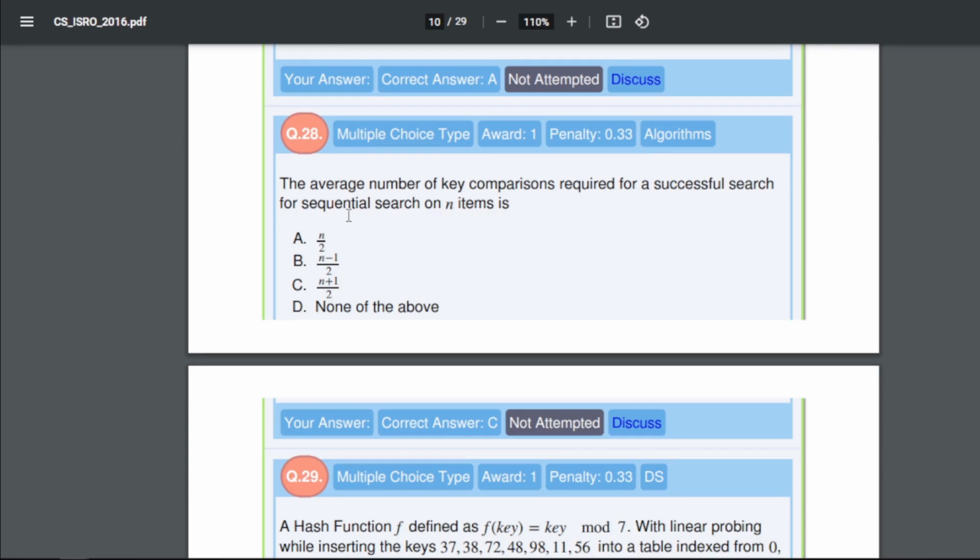So if you solve 28, you will get the answer as C, that is (n+1)/2. So basically (n+1)/2 is the average number of key comparisons required for a successful search for sequential search on n items, right? So C, (n+1)/2, will be the answer.